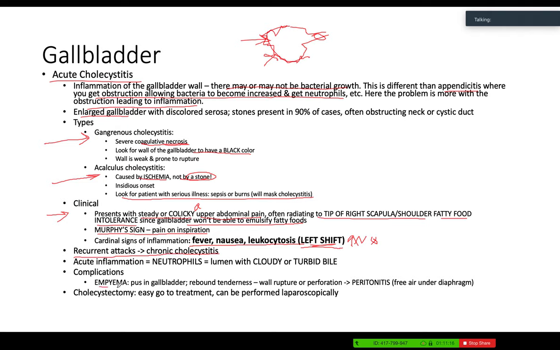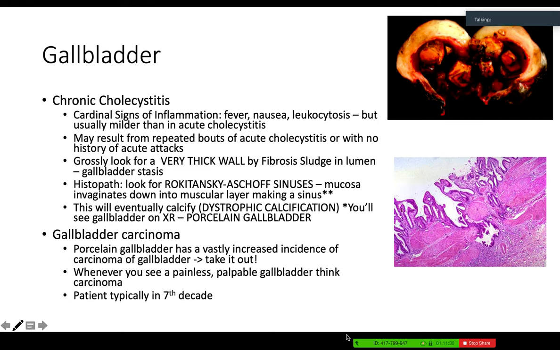And complications, we can get bacterial growth with pus in the gallbladder, leading to peritonitis. And we need to do a cholecystectomy, which we can actually do laparoscopically very easily. Bread and butter surgery for surgeons. If we do not take out the gallbladder, sometimes patients have these attacks again and again and again, and they just don't come in.